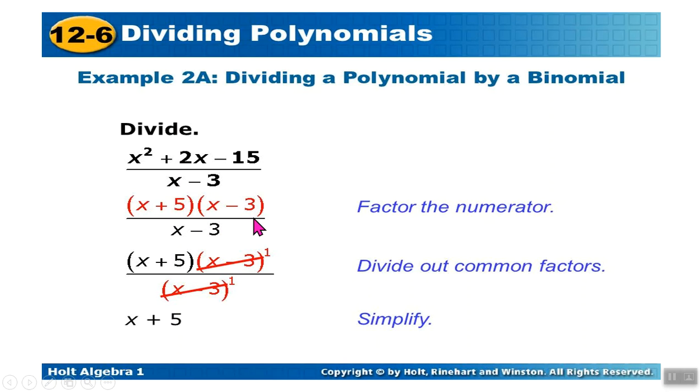Now this is the first step, factor the numerator. The second step, we will divide out common factors. Cut the common factors. Look here, x minus 3 and x minus 3 in the numerator and in the denominator, so we cut them with each other. Now what do we still have here in the numerator? Only x plus 5, and this is the last simplified answer.